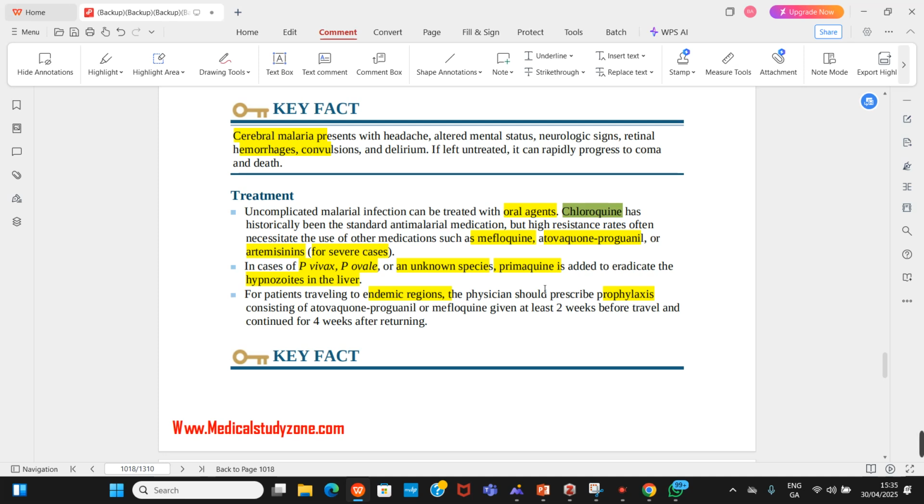G6PD. Do a G6PD assay to rule out G6PD deficiency before you start primaquine. So don't forget, anybody going to an endemic region, use your prophylaxis, which could be atovaquone-proguanil or mefloquine, any one you want to use, for 2 weeks before you travel. Continue it when you travel, and after returning, continue it for 4 weeks to prevent the attack.